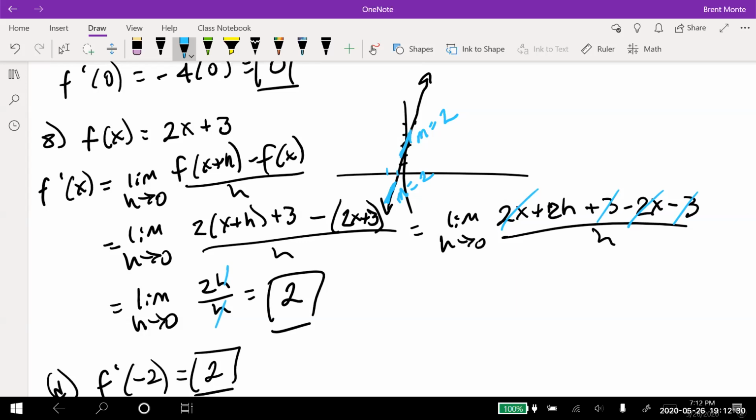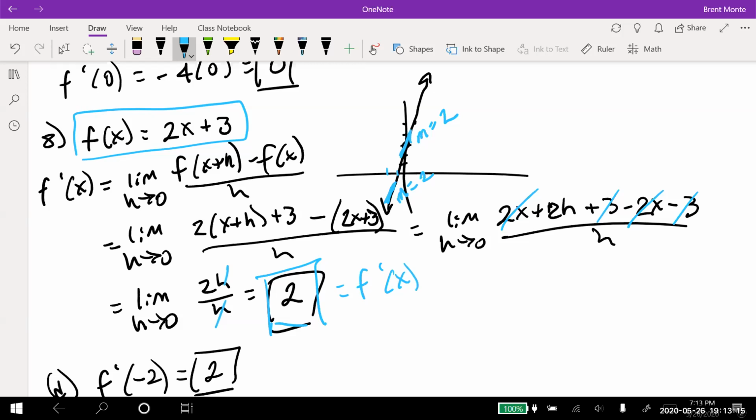Since my function itself is a line, any tangent line to it is the exact same line, so it will have the exact same slope. That's one thing we'll look at next time when we see the shortcuts or the rules for derivatives. If your original function, like ours, is just a line, the derivative is just the slope of that line. Notice 2 is the slope of y equals 2x plus 3. The 3 doesn't matter. It could have been 2x plus 9 or 2x minus 7. It's just the slope. The constant has nothing to do with the slope of the tangent line.